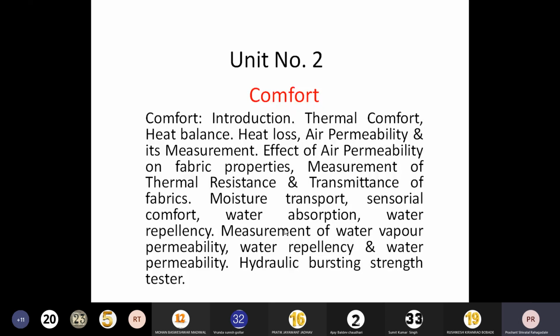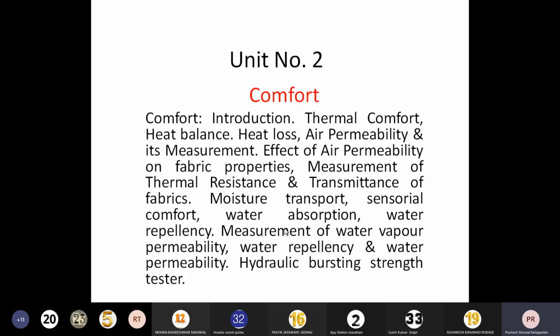The second is water absorption: how much water your fabric is absorbing. Meaning when your body is releasing the sweat, if your fabric is able to absorb that moisture or water, that is also important. Otherwise, if your fabric is not absorbing moisture or water, then what happens? That moisture or water will accumulate on your body itself, and after that you will feel very sticky. You will start feeling sticky, which is not a comfortable position.